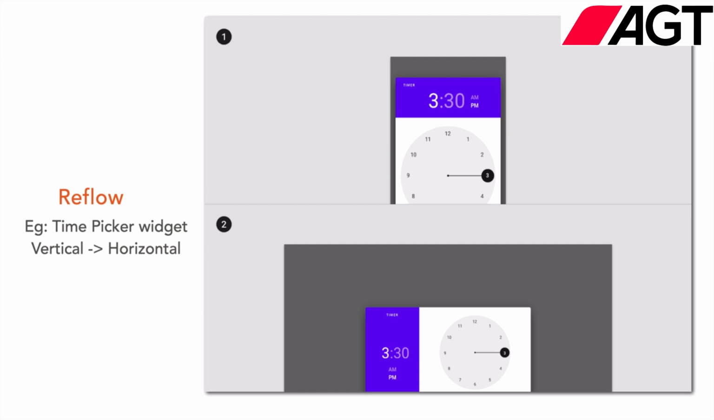Another good example of a reflow pattern is a time picker widget. So here the time picker widget is shown in portrait, and here it is in landscape mode, in the horizontal direction. So the time widget is adapted to arrange the clock on the right side and the time values on the left side when you have a larger space available.